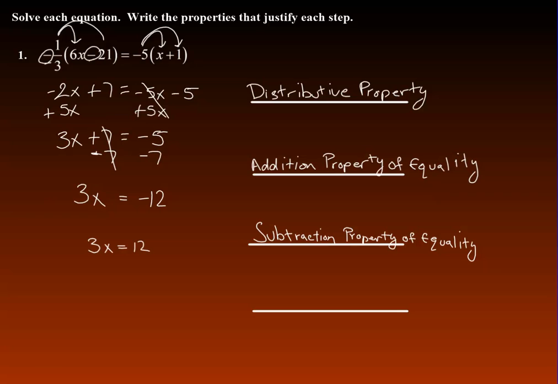And then we still need to get rid of this 3 in front of the x. So since this is multiplication here, we're going to divide by 3 on both sides. 3 divided by 3 is 1, so I'm left with x. 12 divided by 3 is 4, and I'm left with x equals 4. And that was the division property of equality.